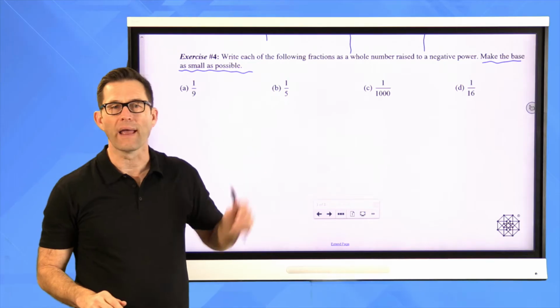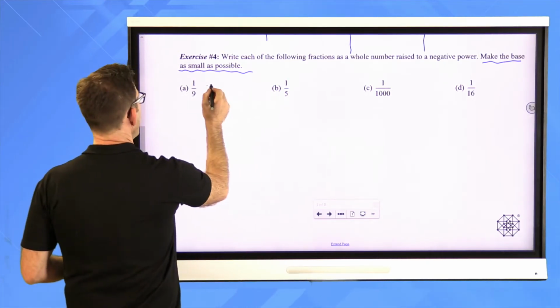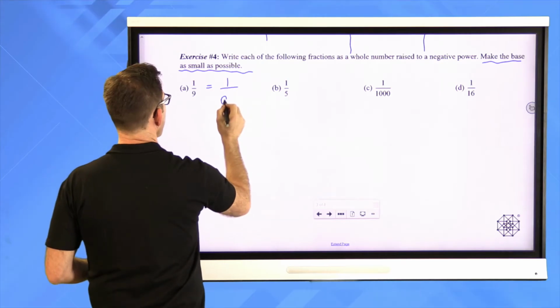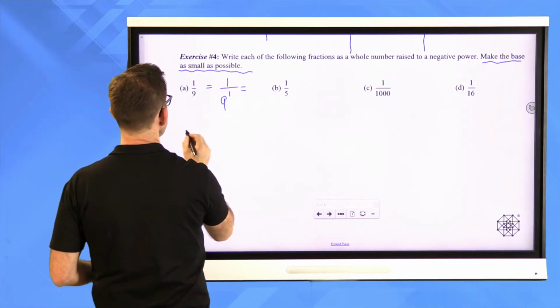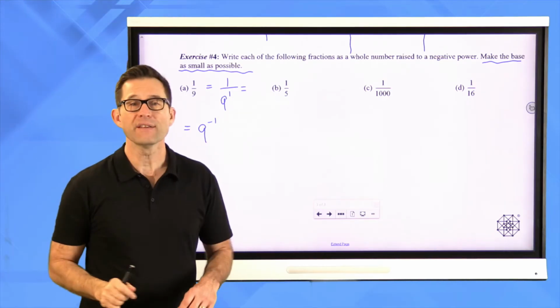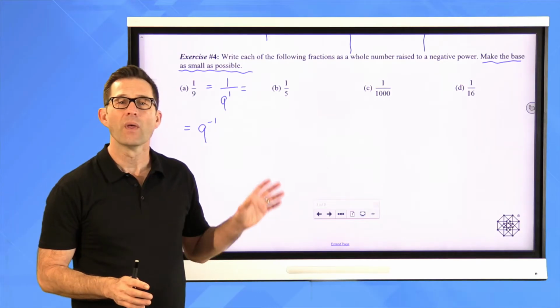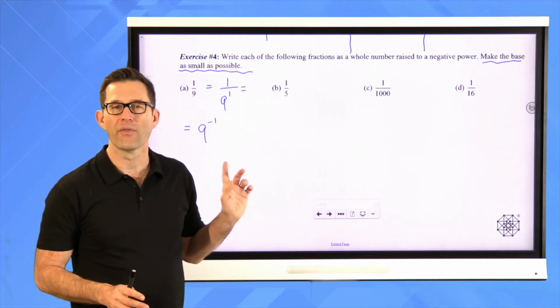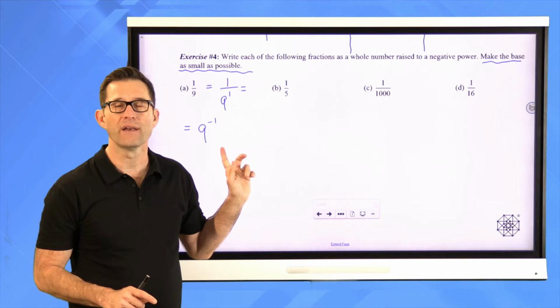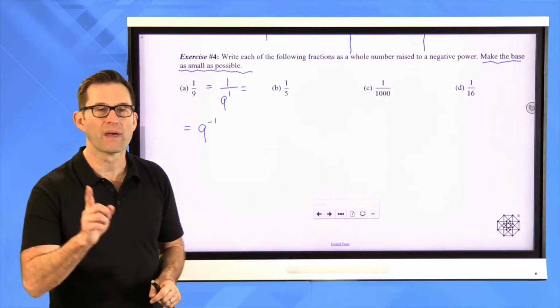With 1/9, one thing that is not in question is that 1/9 is the same as 1 over 9 to the first, which would then be the same as 9 to the negative 1. And that's really what this problem is asking us to do. Now, even though 1/9 is definitely 9 to the minus 1, it doesn't make the base as small as possible. And let me show you why.